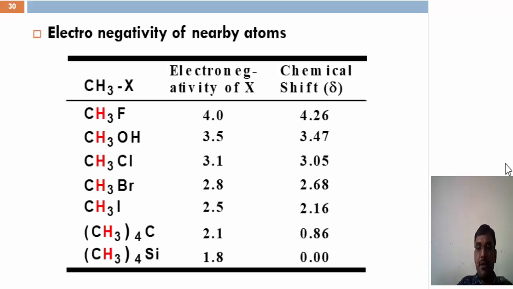Electronegativity. As the electronegativity is higher, the chemical shift will be higher, as shown in the figure. Here we can see the CH3 of the molecule. Its electronegativity is 4, and its chemical shift is higher compared to the others. Here we can see the electronegativity of the following. When we go from top to bottom, electronegativity decreases, and along with it the chemical shift value also decreases.